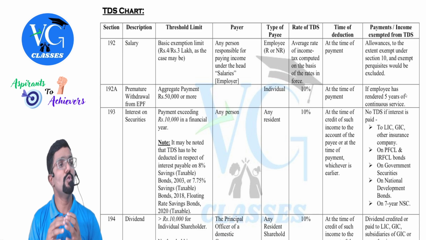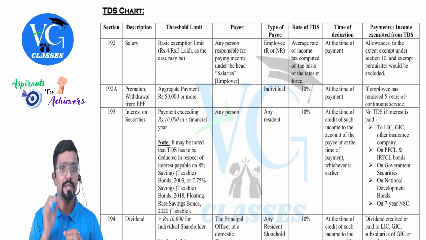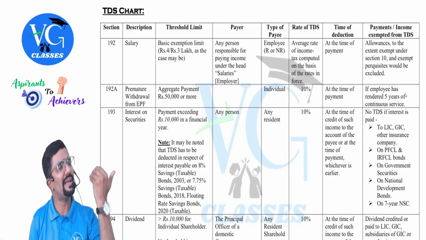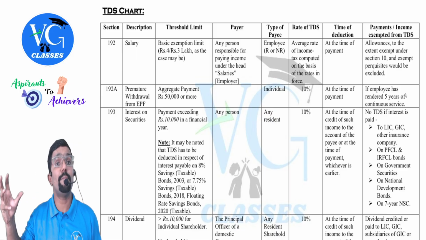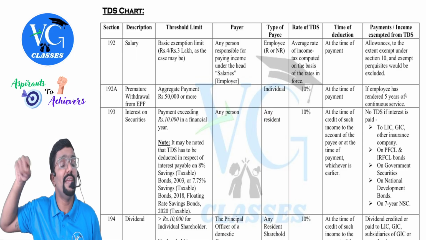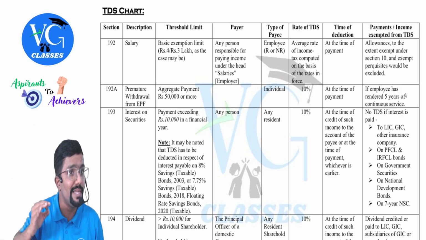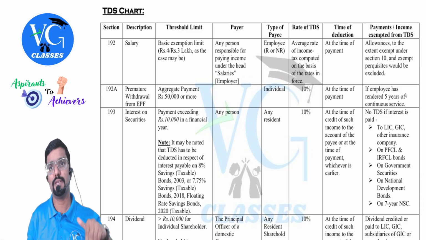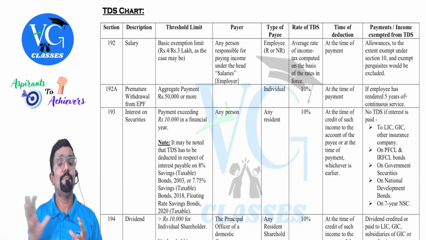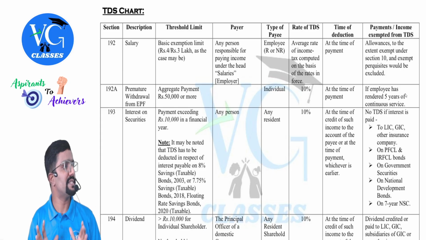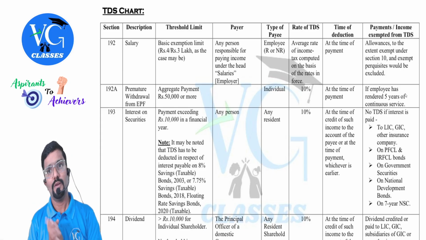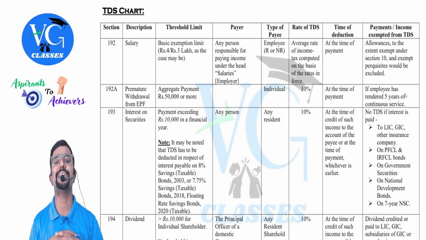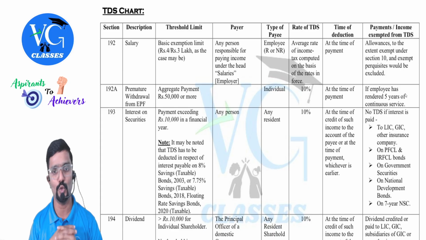Okay. Now, who should be the payer? Employer. Any person responsible for paying income under the head salaries, in simple terms, I call him the employer. Now, who is the payee? The person who has earned the income. Payee is nothing but the person who has earned the income. Payer means the person who has incurred the expenses. Okay. Employee, whether resident or non-resident, every employee is covered here. Whether the employee is a resident or non-resident, TDS has to be deducted as per section 192.